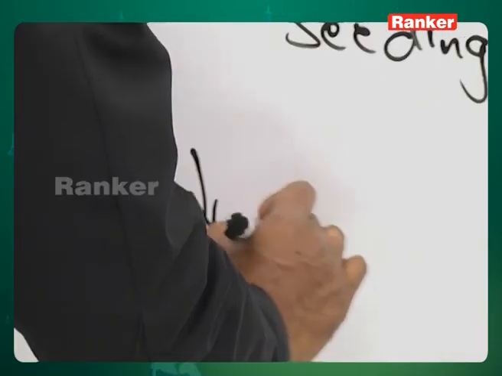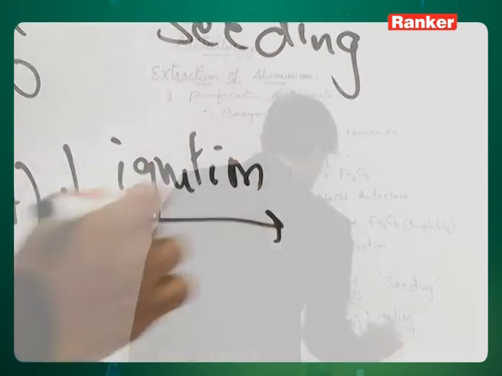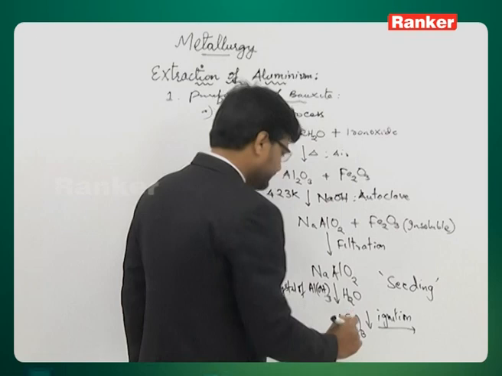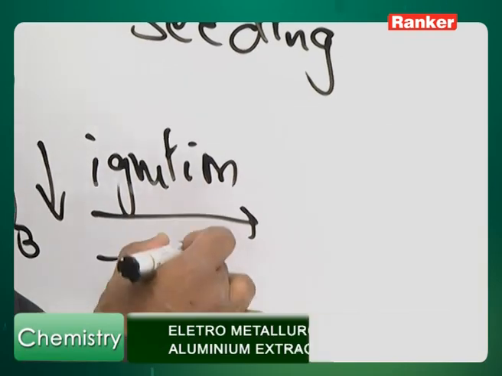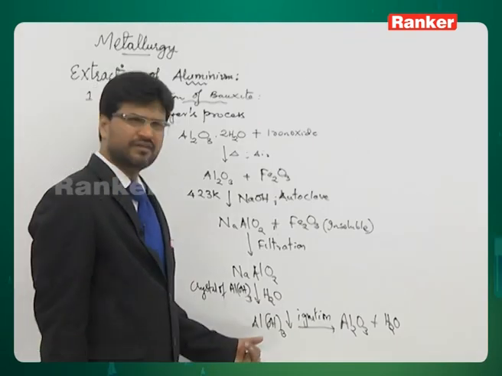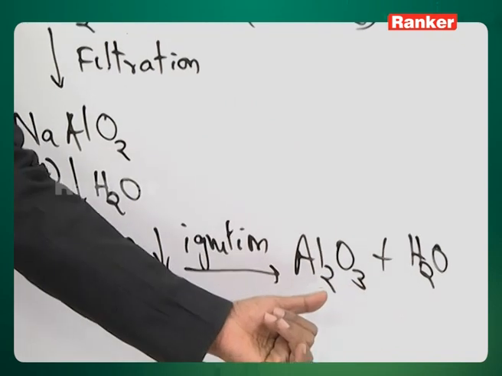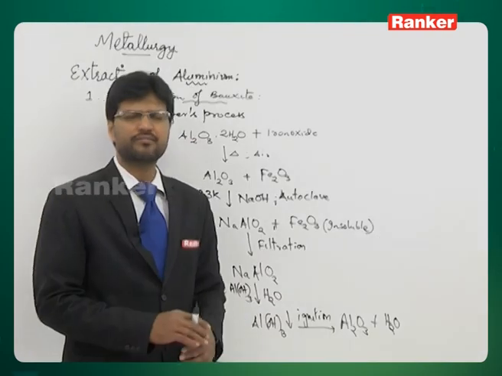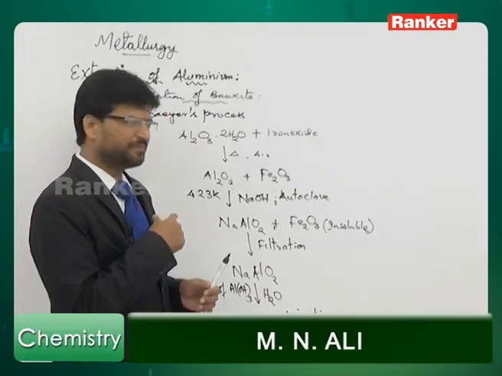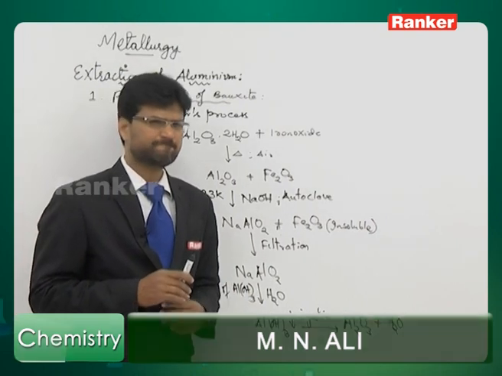Then this is subjected to ignition, sudden heating to high temperature. Then it will lose water, and so ignition of Al(OH)3 gives Al2O3. In this way, you get Al2O3 free from iron oxide impurities. This is Bayer's process of concentration and purification of bauxite.